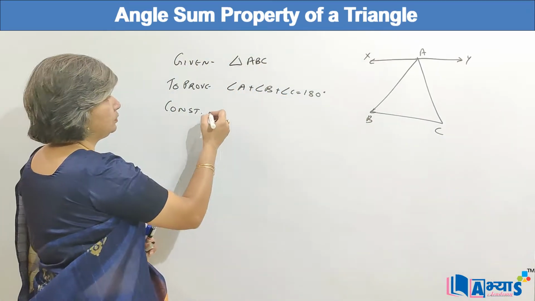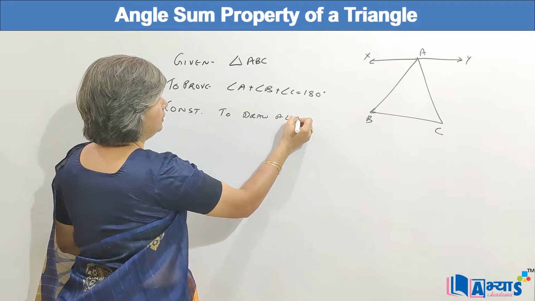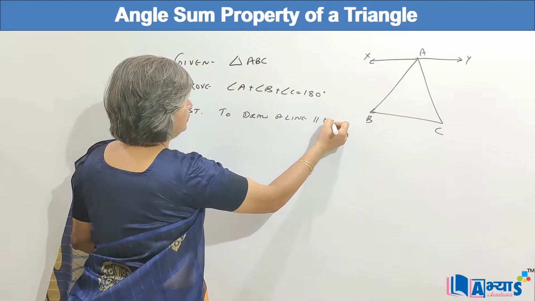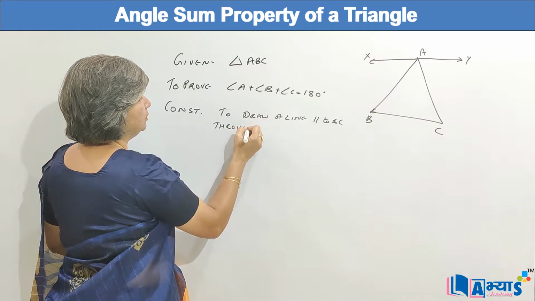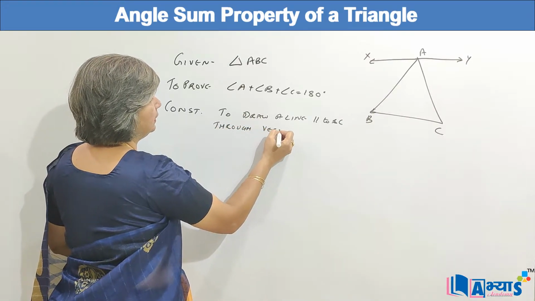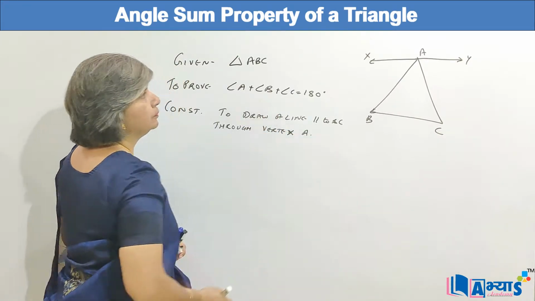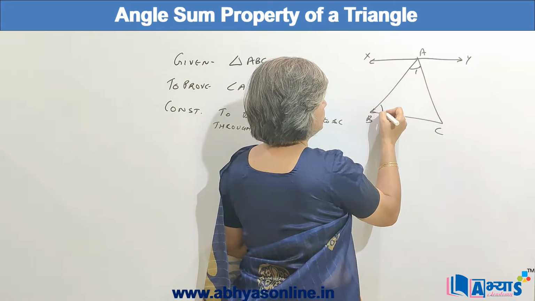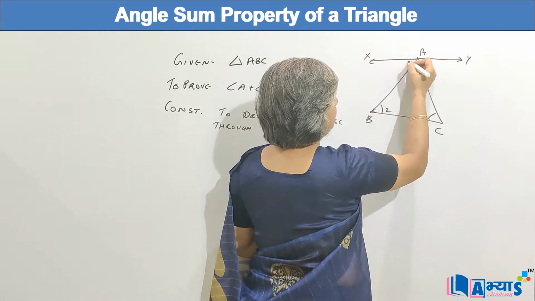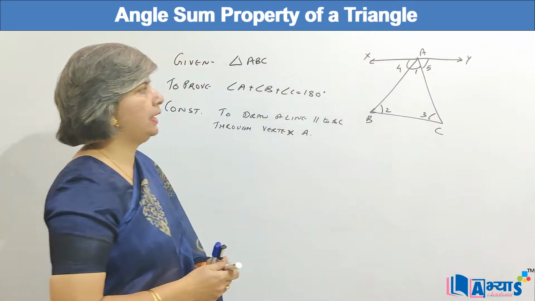So the construction is to draw a line parallel to BC through vertex A. So now let us name the angles. Let it be angle 1, this is angle 2, this is angle 3, let this be angle 4 and this angle be 5.